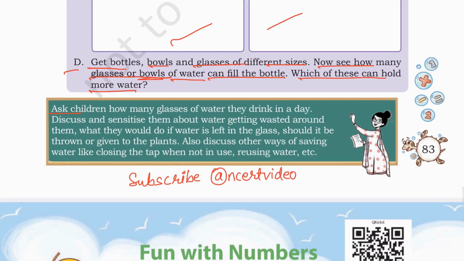What is the teacher's instruction here. Ask children how many glasses of water they drink in a day. Discuss and sensitize them about water getting wasted around them. What would they do if water is left in the glass? Should it be thrown or given to the plants? Also discuss other ways of saving water, like closing the tap when it is not in use, reusing water, etc.